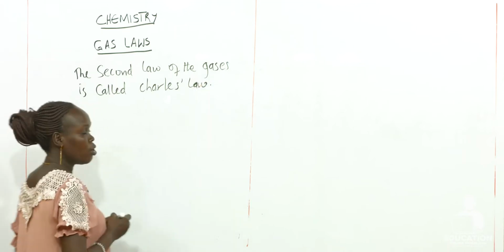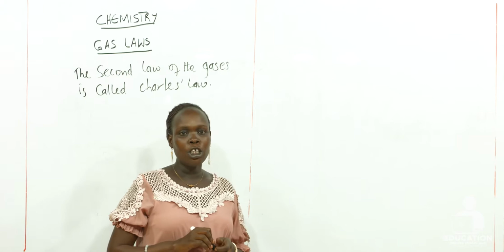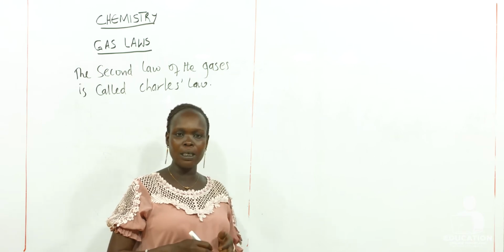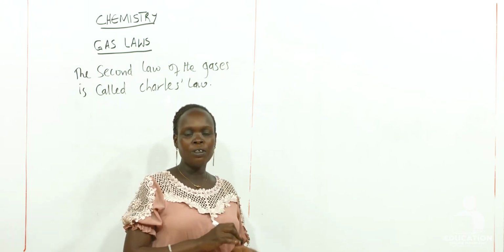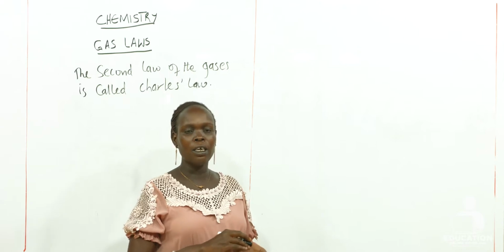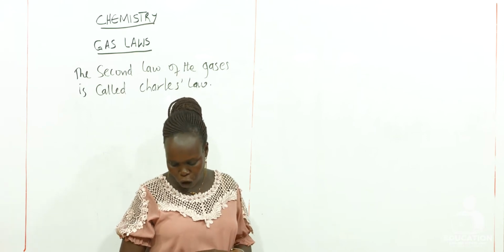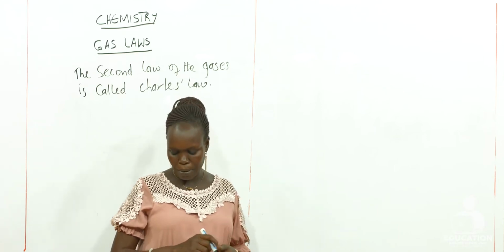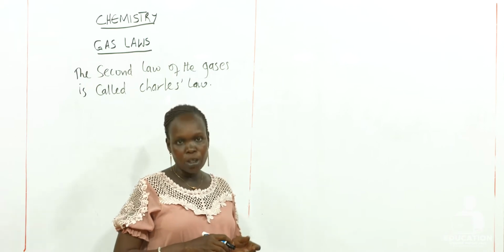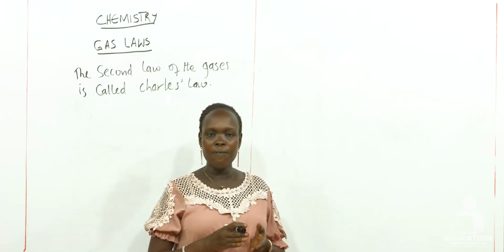So here Charles law is actually telling us that the temperature and the volume are proportional to each other. If there is increase in temperature, there is increase in the volume. If there is decrease in the temperature, there is also decrease in the volume. That is why it is stated that they are proportional to each other. So here we are going to say that there is absolute temperature. Absolute temperature is the temperature measured with respect to absolute zero on Kelvin scale.